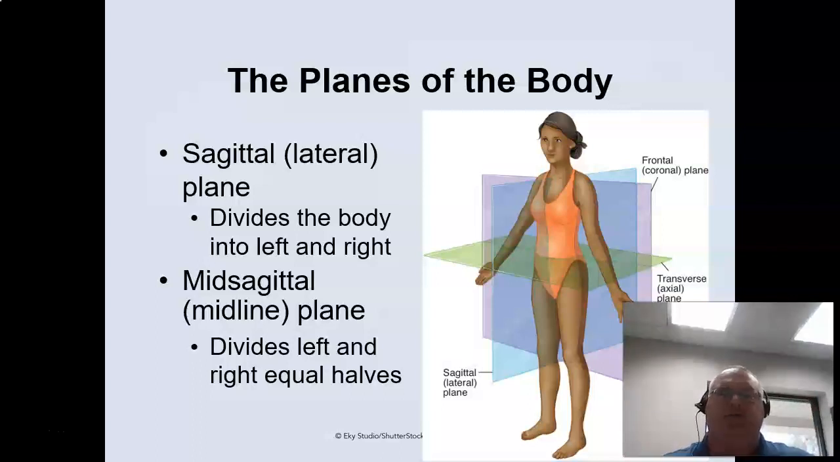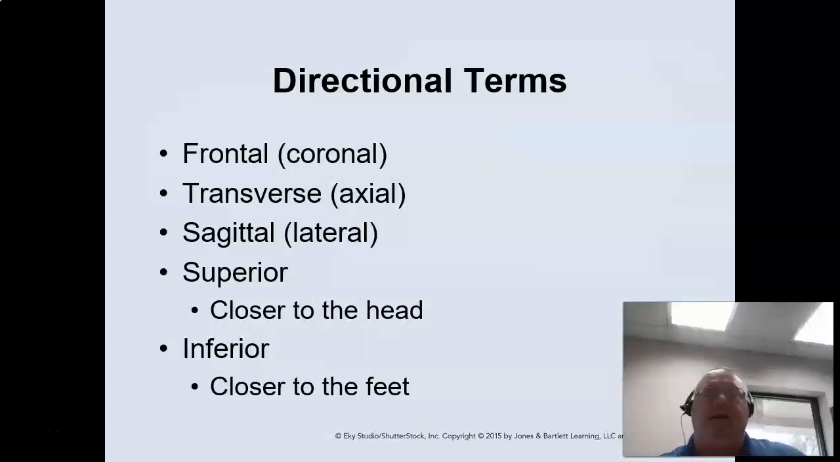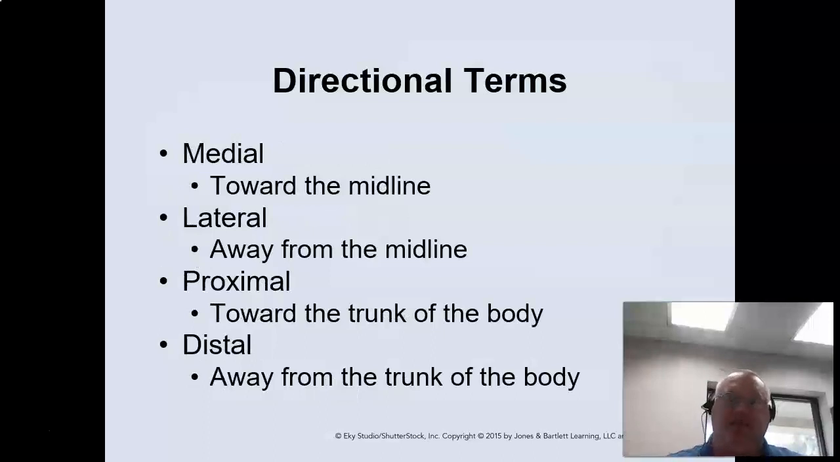Another sagittal plane would be, let's say, your midclavicular line, an example of a simple sagittal plane. Again, frontal or coronal, these are directional terms. Transverse or axial, we'll talk about that, especially the axial skeleton. Superior means it's closest to the head. Inferior means closer to the feet.